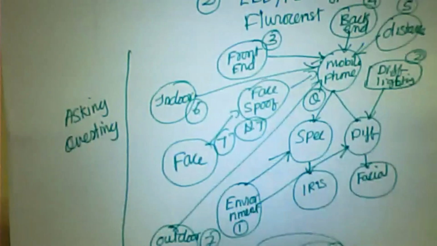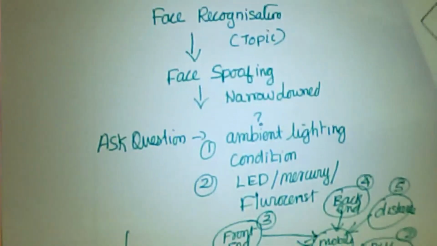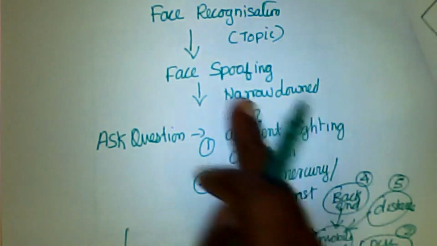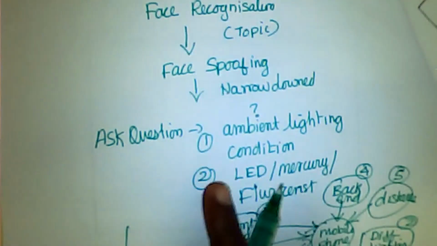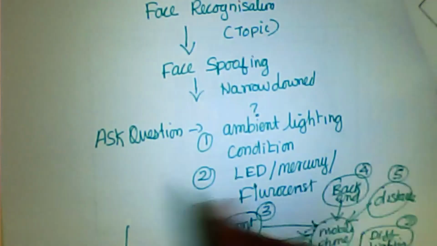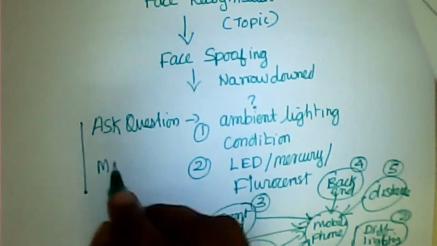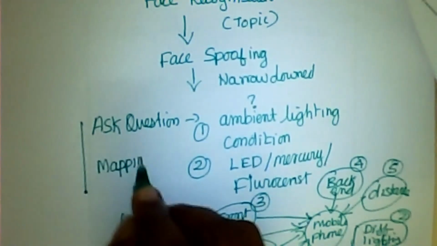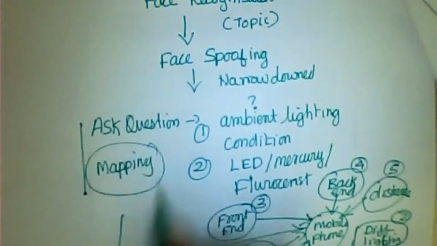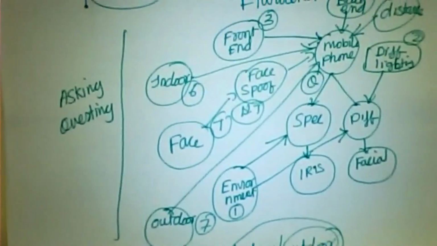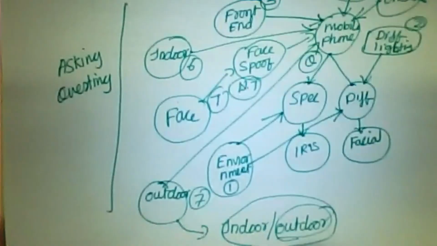Now, I made it like this. Face recognition as a topic, narrow down of the topic is face spoofing, and I'm asking a lot of questions. I'm making this asking questions as mapping. You should make it as a mapping. Mapping is very important. Actually, many researchers are not trying to do this. When you do the mapping, you'll get a very beautiful research question. So I made a mapping, mind mapping.